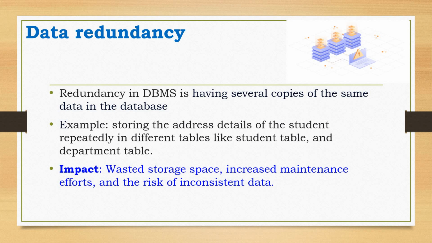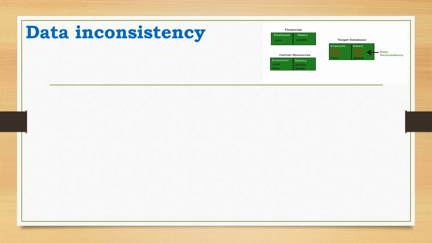Wastage of storage space, and we also need to put in much effort, and sometimes there is a risk of inconsistent data. Inconsistent data means that if we change or replace any data in one file, it needs to be changed in the other file also. If we fail to do that, data inconsistency will happen. So due to data redundancy, data inconsistency will come.